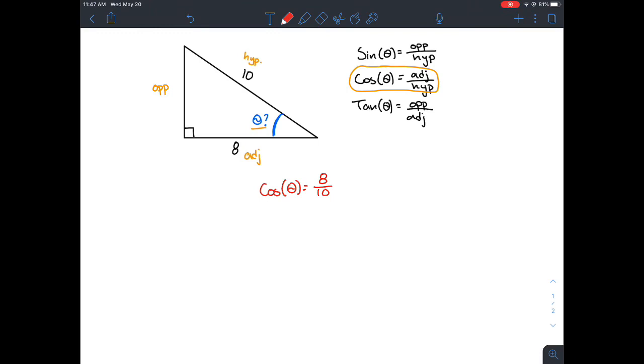Okay? So we need to figure out how do we get theta all by itself. Well, this is where on the calculator there's special buttons. On the calculator, we have what we call our inverse trig ratios. And the inverse trig ratios are going to be the things that undo our problem to give us the angle.